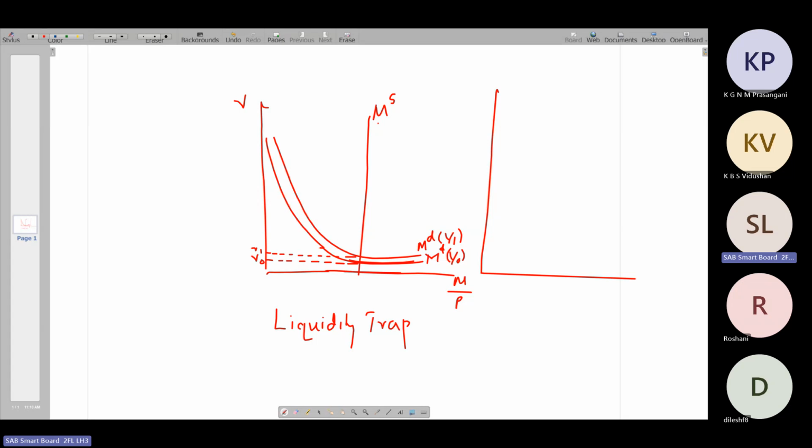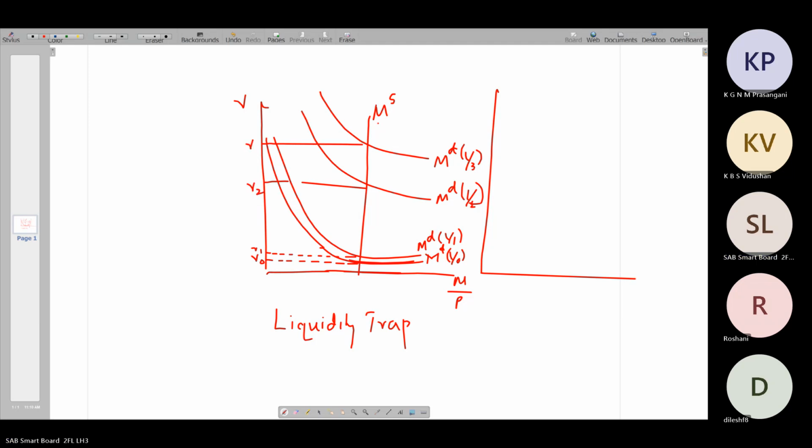But at a normal, higher income level, money demand is at Y2, and we see if the income increases to Y3, there is a change in the interest rate. Because at the normal interest rate, this is a higher level of income. And this is the very low level interest rate, the liquidity trap situation. People are not demanding money.